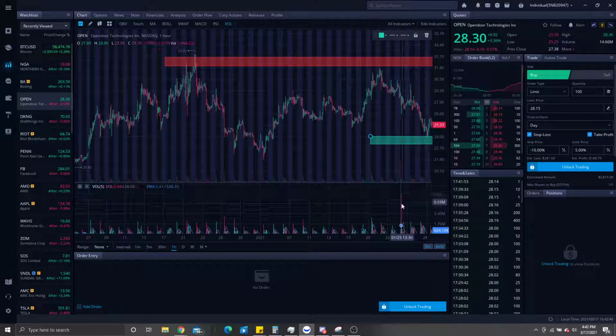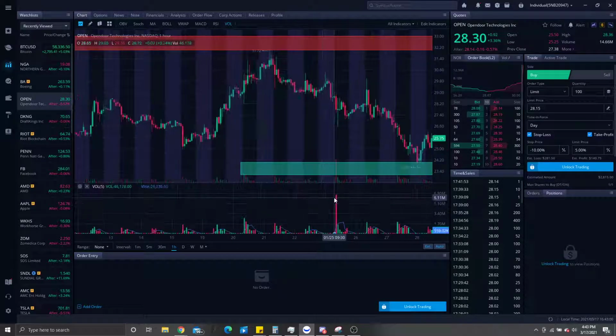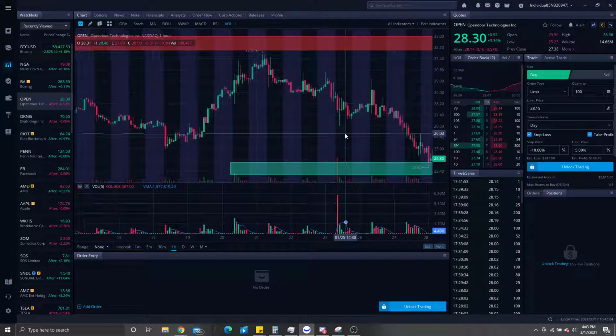See like here, this is a huge spike in volume. That's like 5 times the normal volume level, at least 3 times. And of course, you get a huge sell-off. I imagine that was probably accompanied by some kind of news or something.